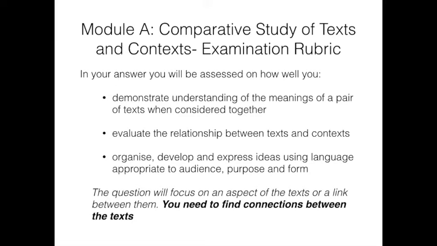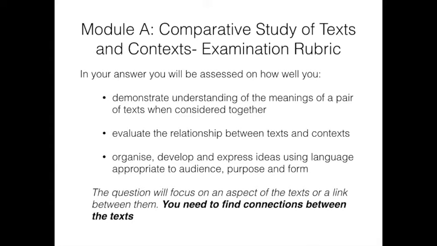Okay, so Module A, comparative study of texts and contexts, so the examination rubric. In your trial and in your HSC, you have the topic, and in that you have this examination rubric. It's always good to read over it just before you start your exam, so it reminds you what the examiner is looking for. The reason why they're there is obviously because they're going to mark to this, so it'd be silly not to take into consideration these three points.